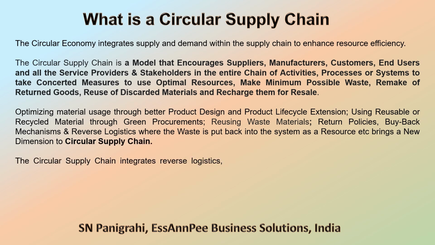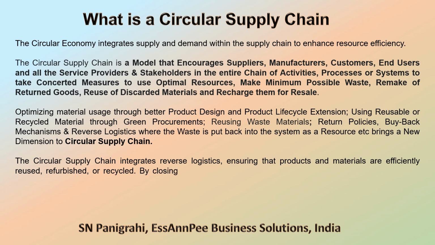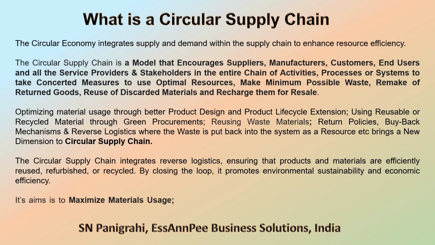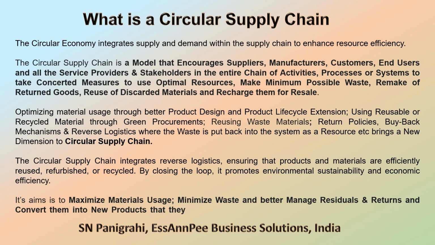The circular supply chain integrates reverse logistics, ensuring that products and materials are efficiently reused, refurbished, or recycled. By closing the loop, it promotes environmental sustainability and economic efficiency. Its aim is to maximize materials usage, minimize waste, and better manage residuals and returns and convert them into new products that they can feed as input resource to create saleable value once more.